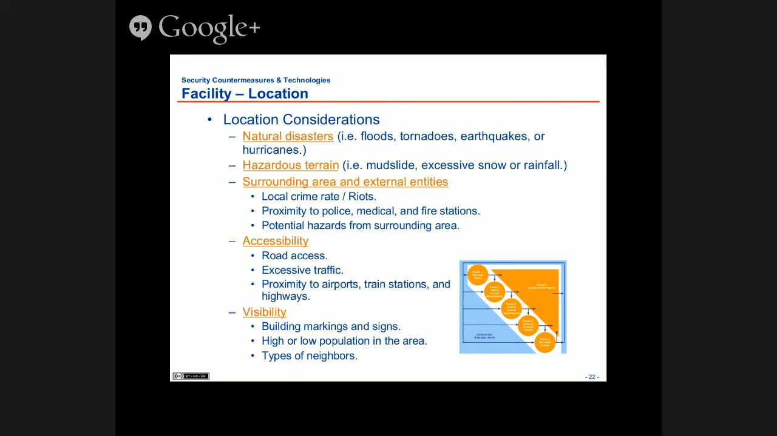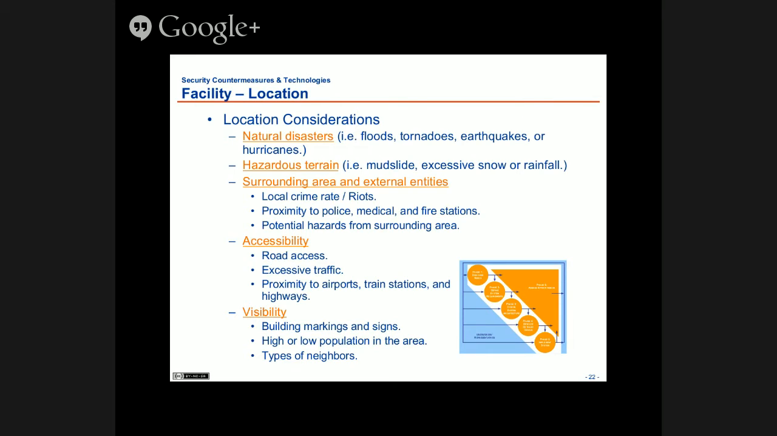Then look at hazardous terrain. Some areas have excessive snow, rainfall, or mudslides. Some areas, such as Montgomery, Alabama, have home divisions that were actually built over previous swamps. So you need to understand all the physical items associated with your actual location. And then, of course, you have surrounding areas and external entities: local crime, riots, and proximity to police, medical, and fire stations, and also potential hazards from surrounding areas.